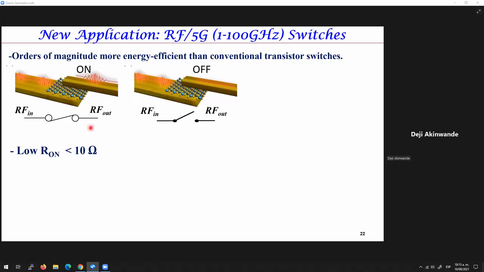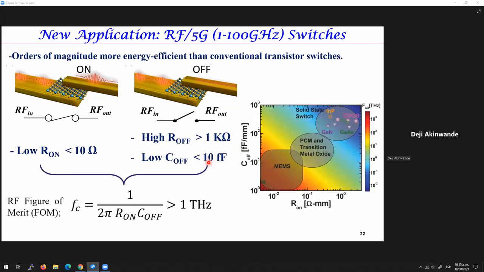In that application, the key requirements are that in the on state, you want very, very low resistance compared to 50 ohms, which is the standard impedance for RF systems. So let's say you want something less than 10 ohms. In the off state, you want the resistance of the switch in the high resistance state to be greater than a kilo ohm. Oftentimes, the off state is dominated by the capacitance of the material. So you want the off-state capacitance to be femtofarads or less.